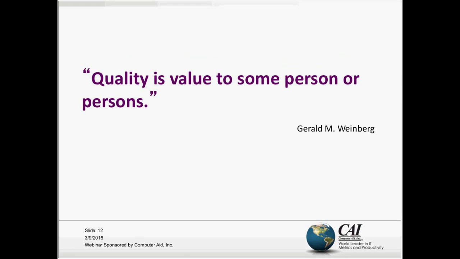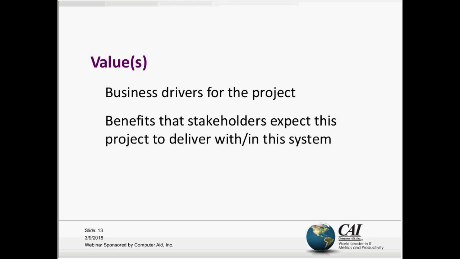Okay, so, and I like to orient that around a definition of quality, whatever software quality means to you. To me, it's this definition, which is Jerry Weinberg's, that quality is value to some person or persons. So to each person who has a relationship with that system, software quality is about the value that they receive from that system. So the information that we're providing them with is information about that value. Okay. And typically, that has to do with what are the business drivers for this project? Why are we doing this in the first place? What are the benefits that the stakeholders expect this project to deliver to them with this system or in this system?